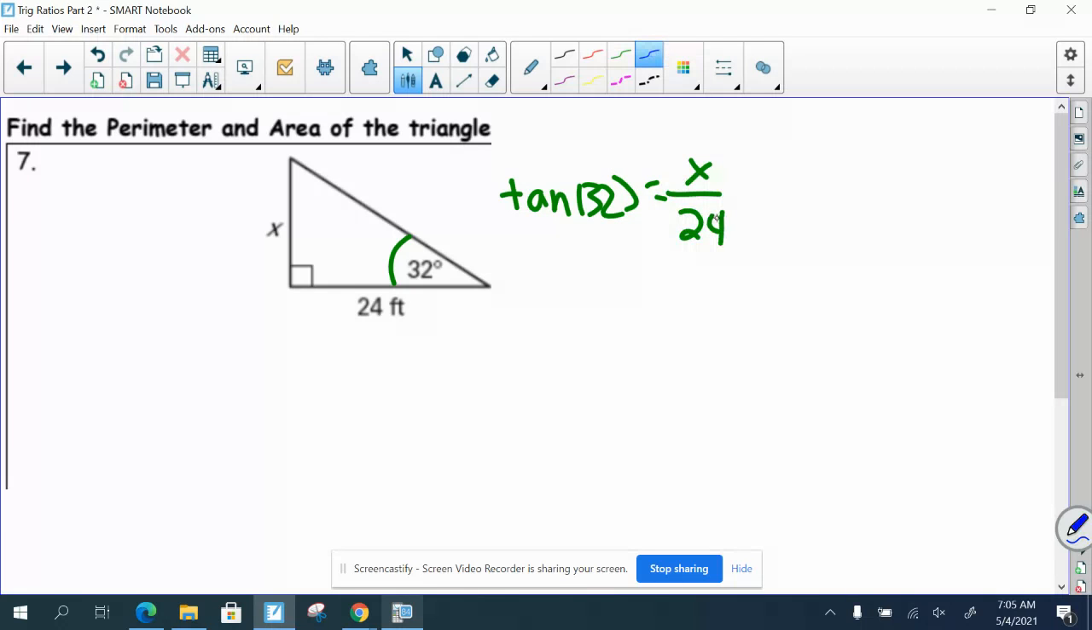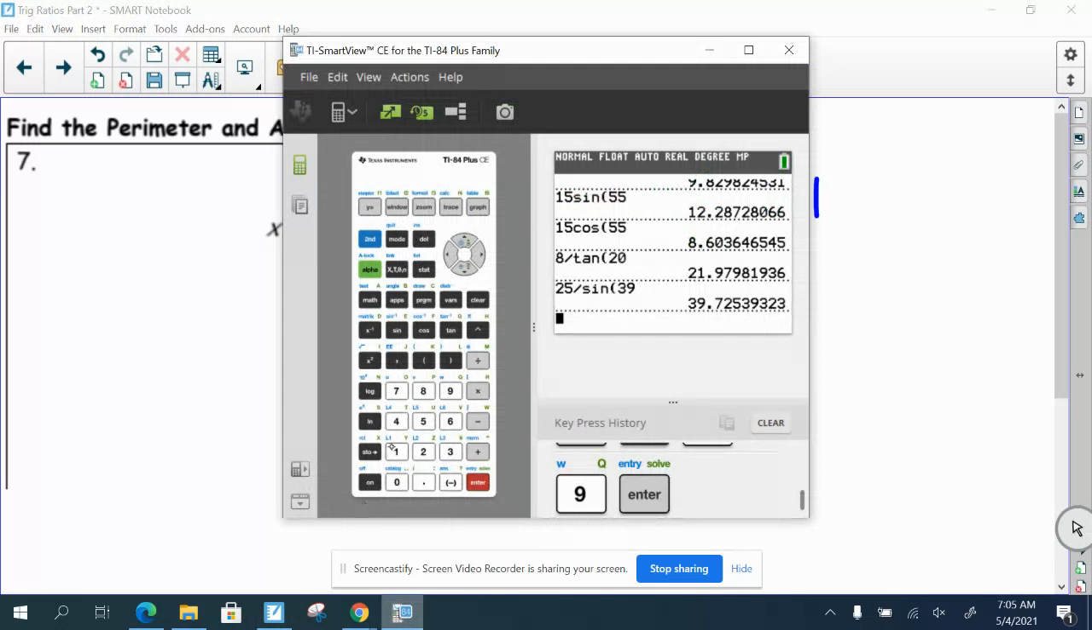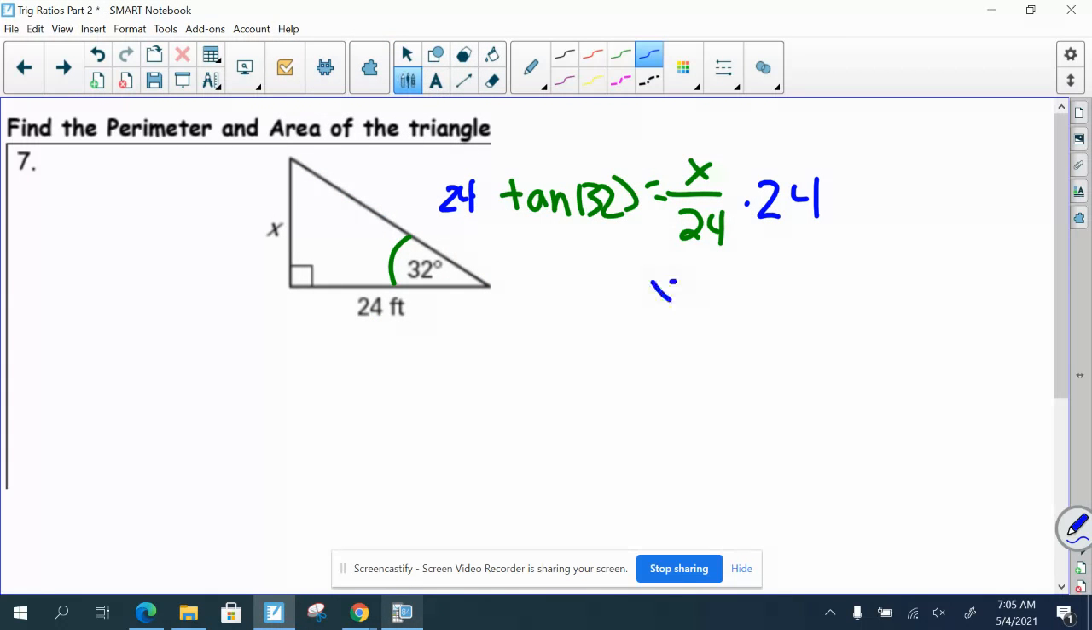Okay, so x is in the numerator. So to solve for x, we're just going to multiply both sides by the 24. So do 24 times tangent of 32. That gives us, let's just call that 15. So x equals 15. Now, to get the hypotenuse, we could either do cosine or we could do Pythagorean theorem, actually.